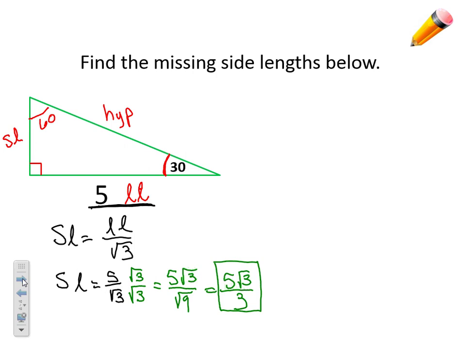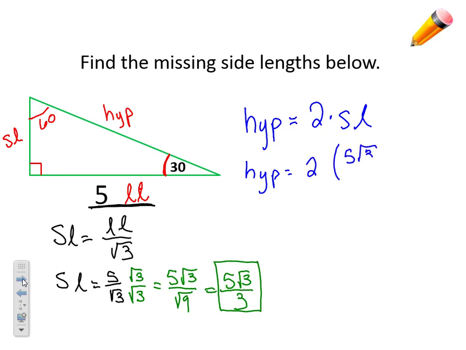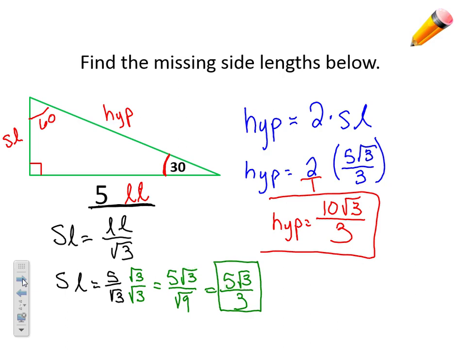Now that I know my short leg, I can find my hypotenuse. So to find the hypotenuse, that's going to equal 2 times my short leg. So the hypotenuse equals 2 times my short leg, which is 5 square roots of 3 over 3. Now this is written as a fraction, so I'm going to write 2 as a fraction, and I'm just going to multiply straight across. So my hypotenuse is going to equal 2 times 5 is 10 square roots of 3. 1 times 3 is 3. My hypotenuse equals 10 square roots of 3 all over 3.